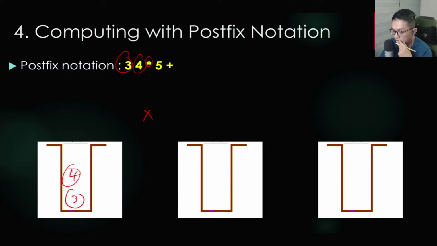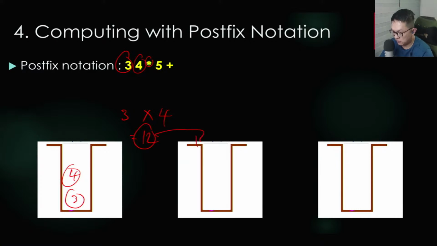Then what I'll do now is pop out the last two values. The first value I pop out, which is currently 4, I'll put as the second operand. Then the next value I pop out will be the first operand, and this will give me 12. Once I've got the result of my operation, I will push this back into the stack.